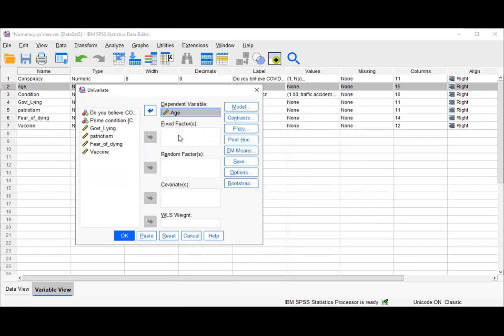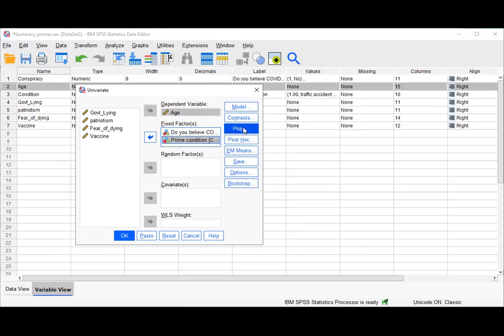And our fixed factors are going to be our 2 factors, or two independent variables in our ANOVA. So we have, do you believe COVID was a deep state conspiracy? And your prime condition. These are our 2 factors. I believe in your SPSS worksheet we call conspiracy factor B and prime condition factor A, but it doesn't really matter. You can put them there in either order.